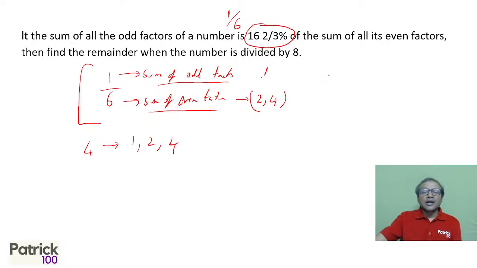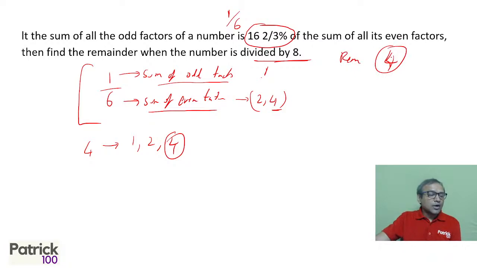I can't take 6 as the number because 6 also has other factors like 2 and 3. But if I take the number 4, you will realize that 4 has factors 1, 2 and 4. So automatically 4 satisfies this condition, which means the number can be 4. So when divided by 8, the remainder will be 4. That's the answer.